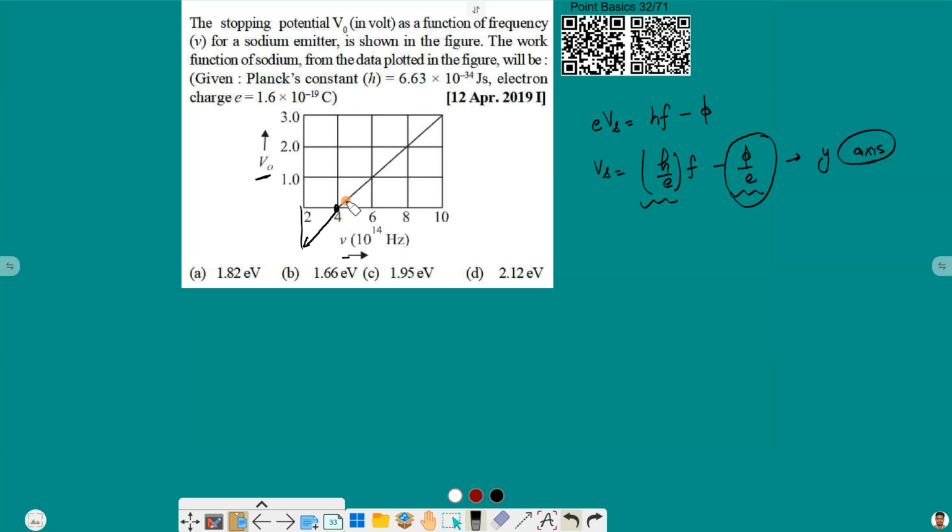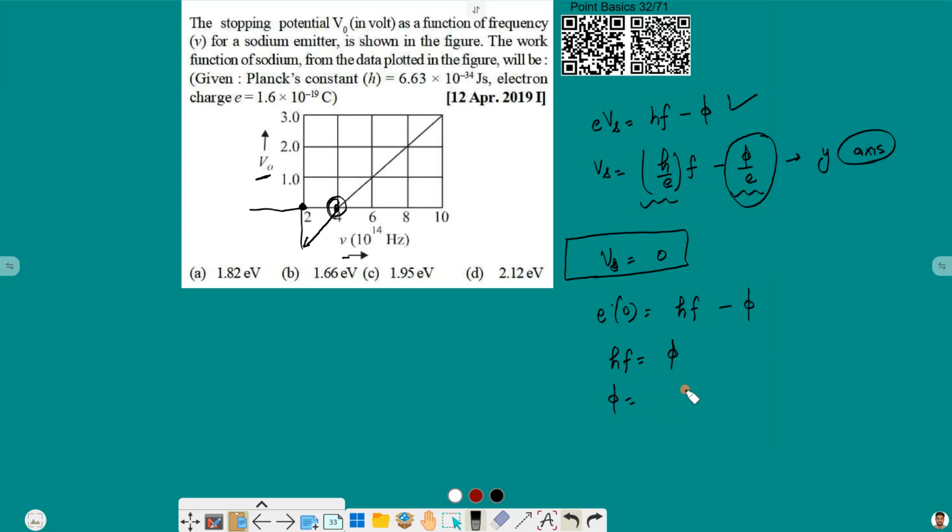So what we will do, we can use another trick. When stopping potential is zero, if we substitute stopping potential 0 here, then what will we get? We will get e into 0 is equal to hf minus phi, and from that hf is equal to phi. Now when stopping potential is 0, at this horizontal line, we have frequency as 4 × 10^14 hertz.